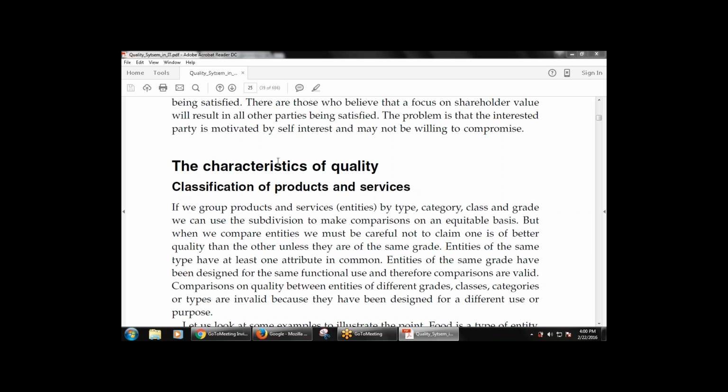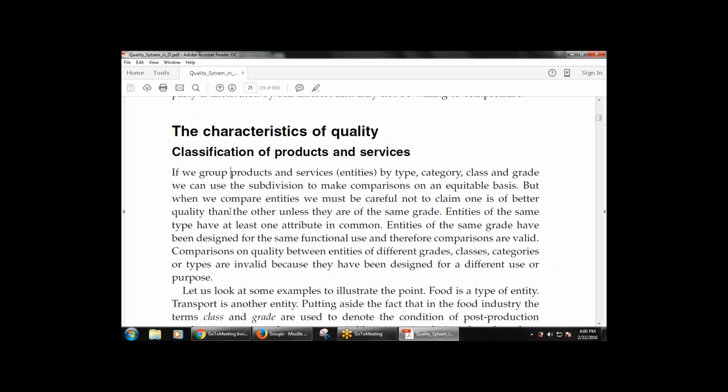Then we move to today's topic, what are the various quality parameters available in the quality system. The first topic that we discussed in the last class is the characteristics of quality. That explains the various classifications of products and services that are required. That is classification on the basis of type, category, class, and we can use subdivision to make the comparison on an equitable basis. That is used to make the comparison between products and services.